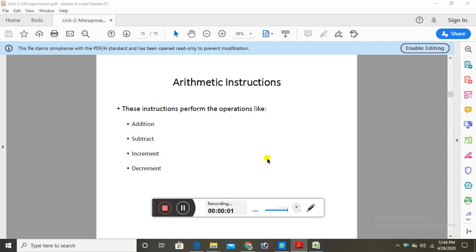Welcome back, students. In the previous section we finished data transfer instructions. In this session we deal with arithmetic instructions.